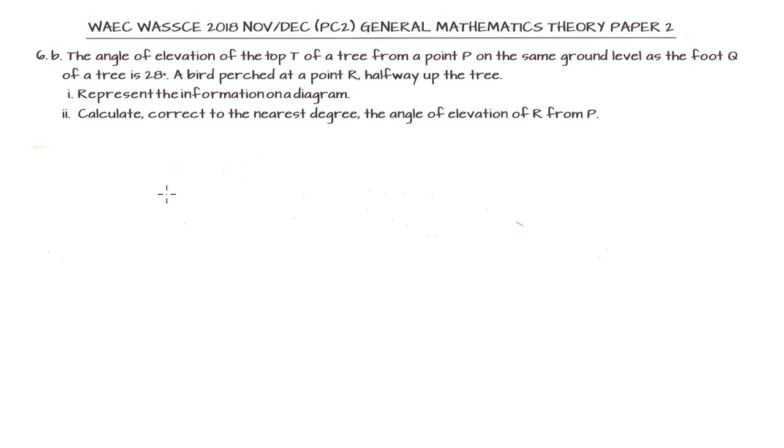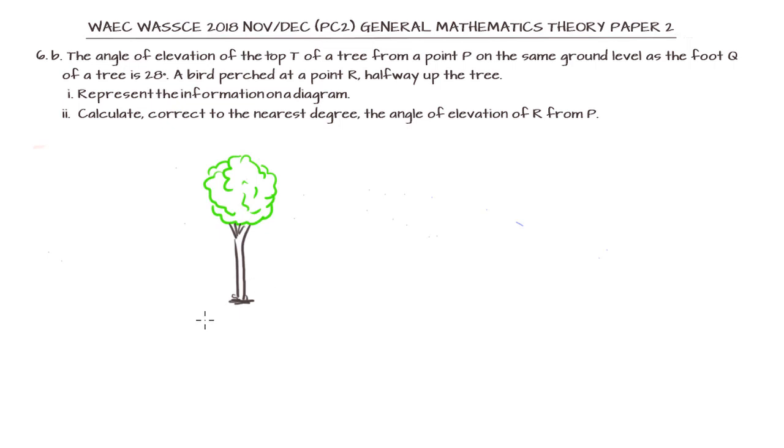Question number 6b. The angle of elevation of the top of a tree from a point P on the same ground level as a foot Q is 28 degrees. A bird perched at the point R halfway up the tree. We have to represent the information in a diagram and find the angle of elevation of R from P.